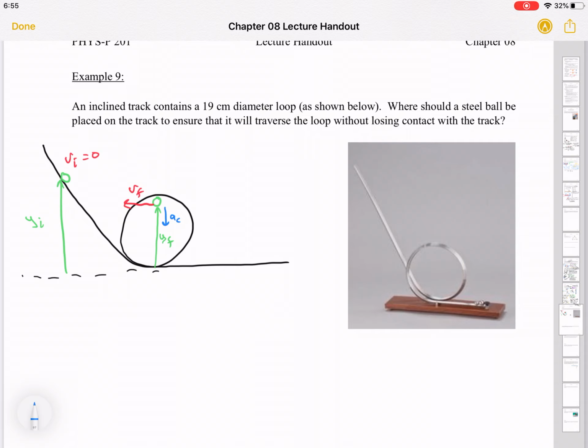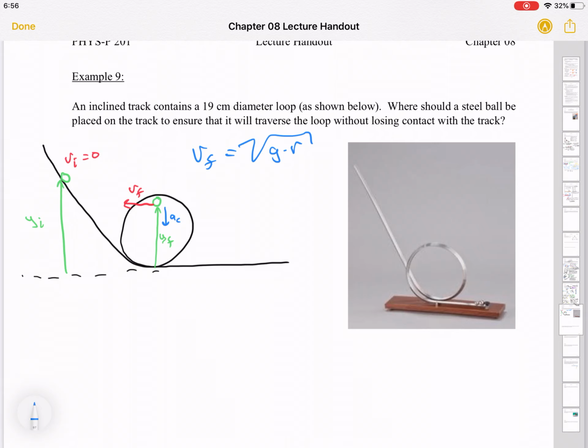I want to remind you, so we can figure out what is V final. Well, we've done this. Remember when we did the human loop the loop, we said the minimum speed at that point is root GR. So V final is V min at that point, which is root GR. We can actually calculate that for this system, although I think what I'm going to do is just plug it in.